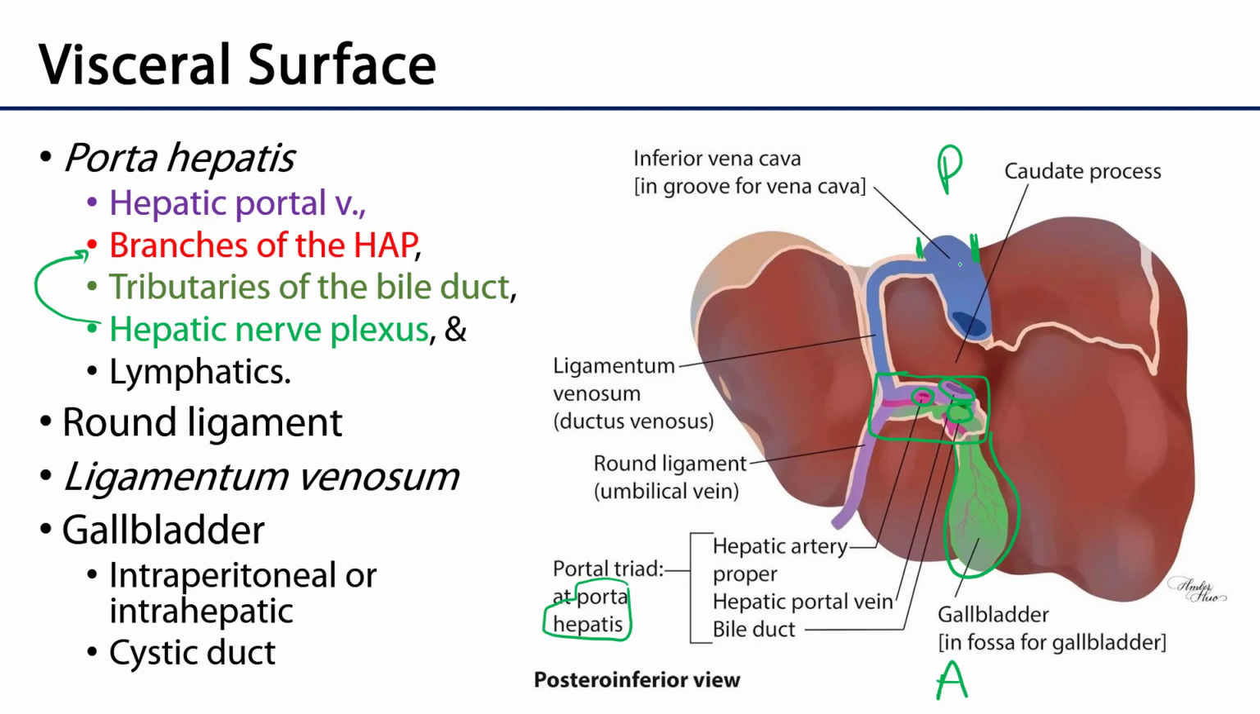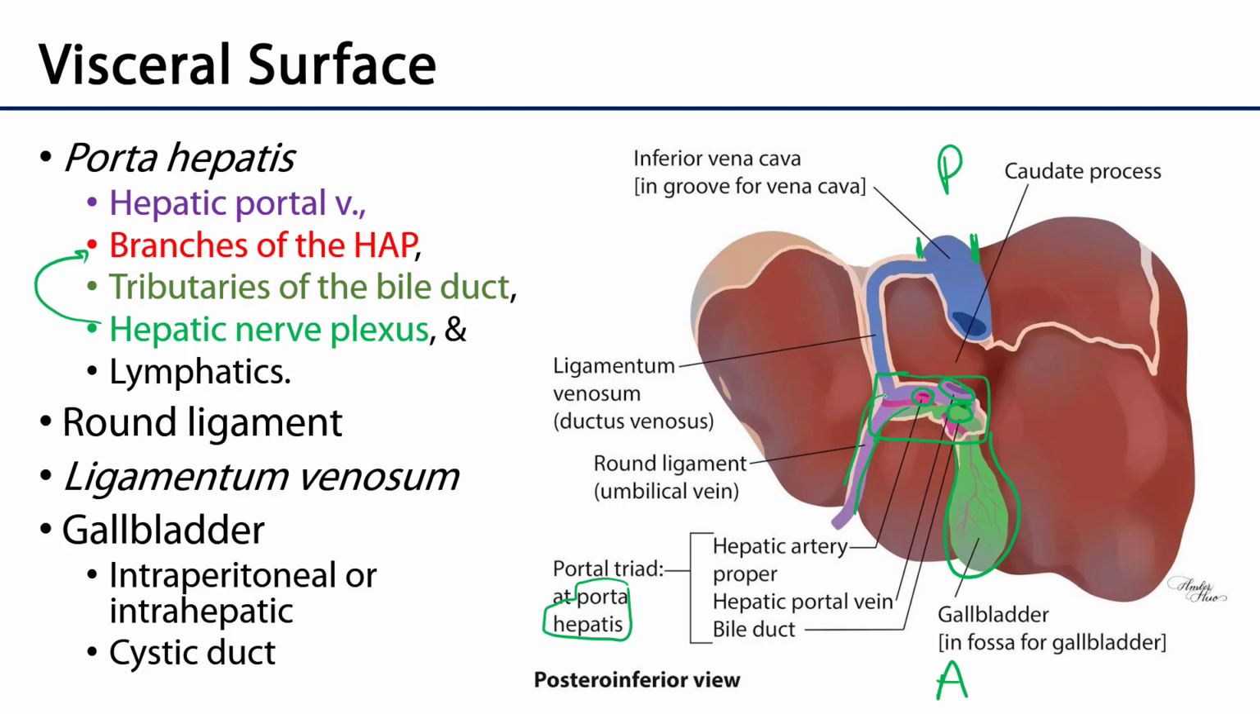There's also going to be a groove for the round ligament, and within that will be the round ligament of the liver. That round ligament of the liver is a remnant of the fetal umbilical vein. So this umbilical vein is going to conduct blood from the placenta up to the fetus, going towards the heart. So it will enter into the hepatic sinusoids there.